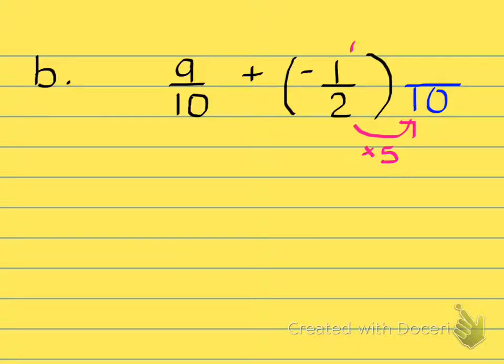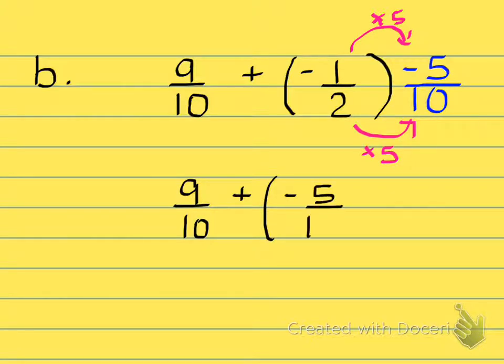So now I'm going to do the same on top. Multiply by 5. So now we have 5 times -1 gives me -5. So you're going to see you will have -5/10. So now you want to rewrite the problem. So rewriting the problem means that we leave 9/10 alone. So 9/10 plus parenthesis -5/10. And now we're just going to treat it like fractions.